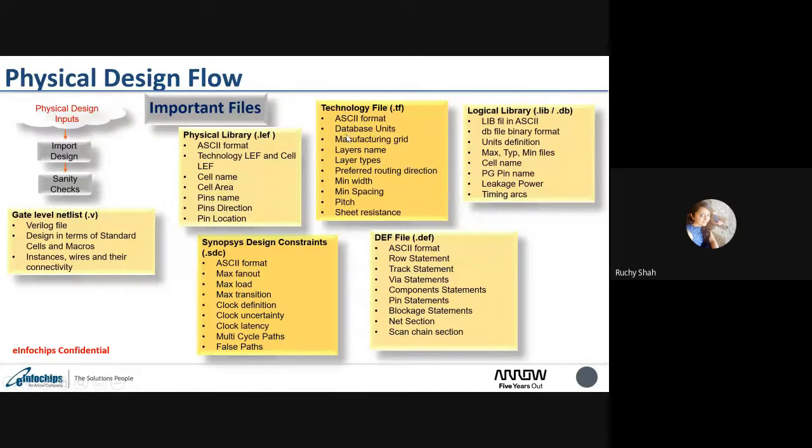Again, this file is an ASCII format file. In this file, the manufacturing grids are mentioned. All the layers we are using, all the layer details are here, like layer name, layer type, its preferred routing direction, its minimum width, spacing, and pitch. And for all the metal layers and poly layers also, the sheet resistance is mentioned.